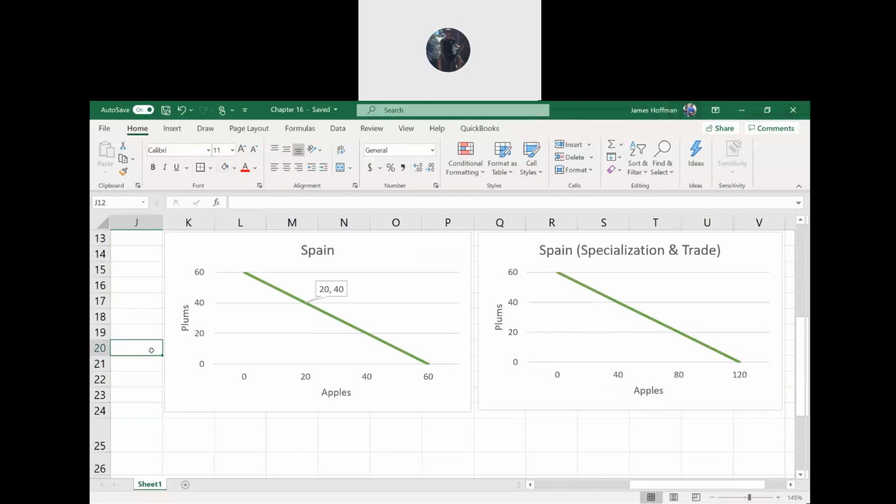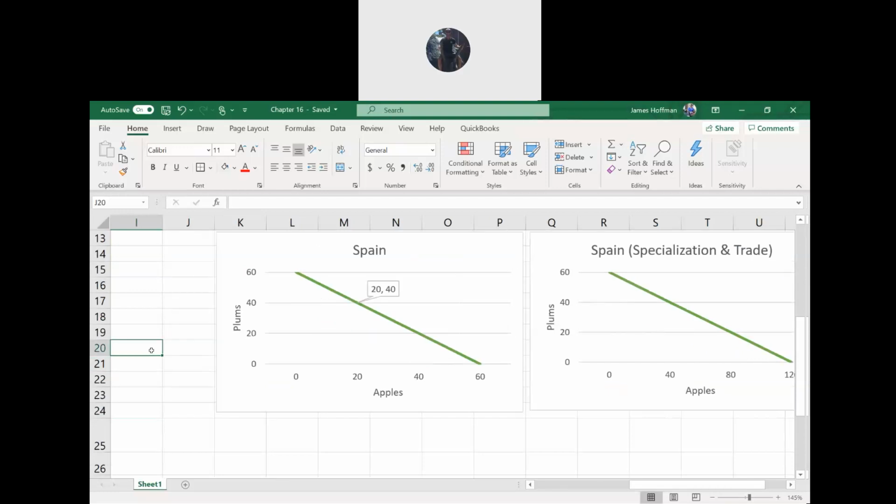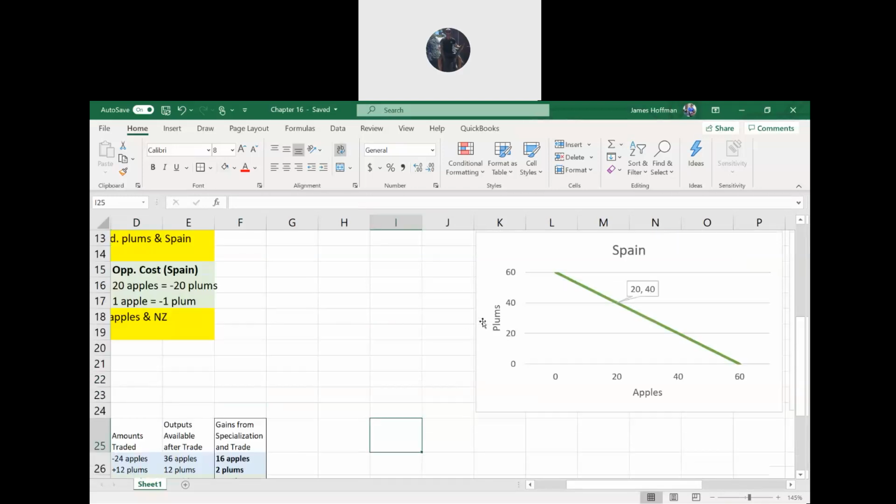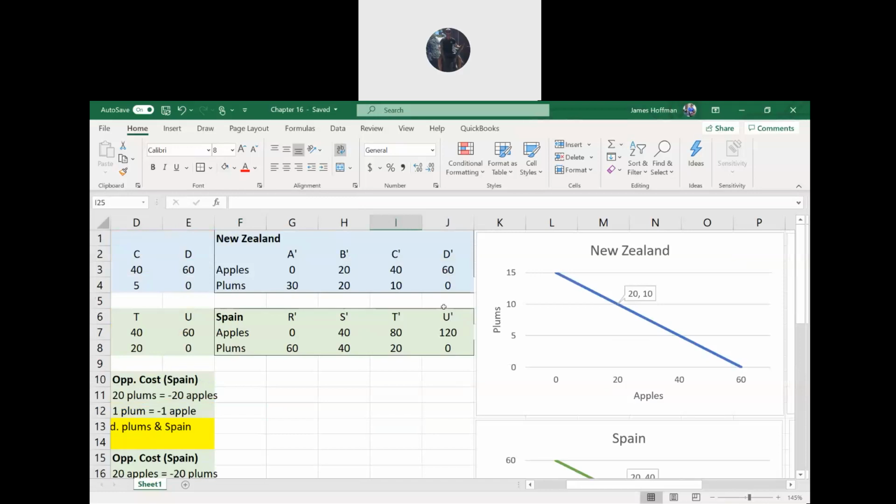All right, so this was just one example of a better off trade. Okay, but the new graph shows all the points at which they could possibly make a trade, and all those points for both countries, they're better off no matter what, as long as the trade goes within the limits.